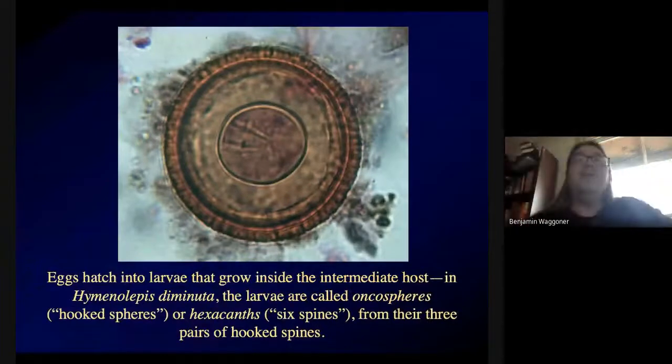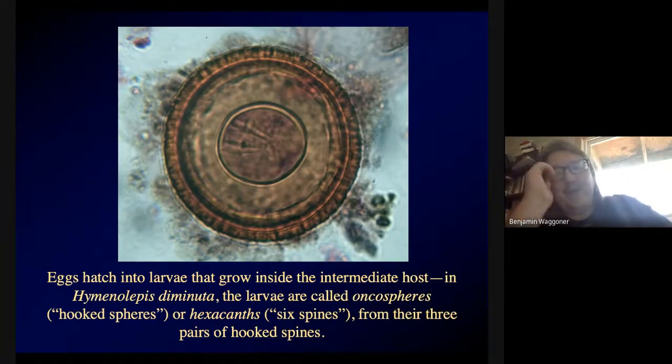And they can look like this. That's the egg of a tapeworm called Hymenolepis diminuta. The definitive host of these are rats. Eggs like this pass out in the rat feces, and the feces get scavenged by beetles.